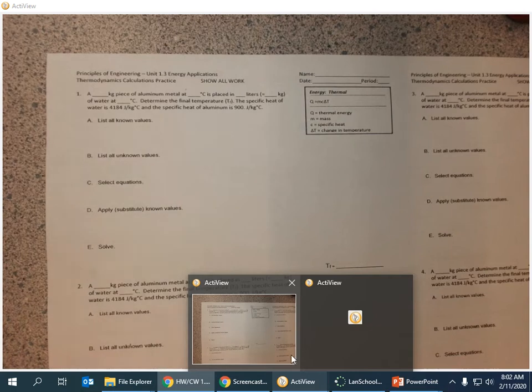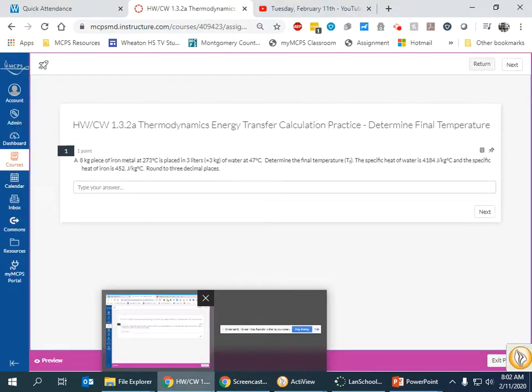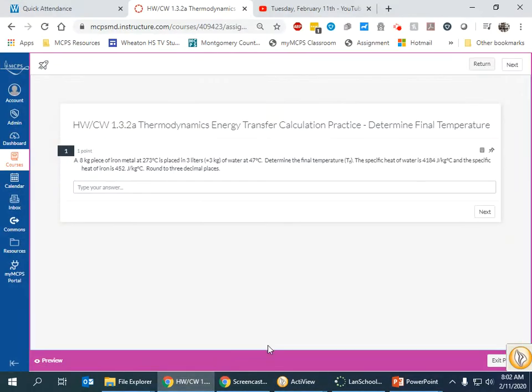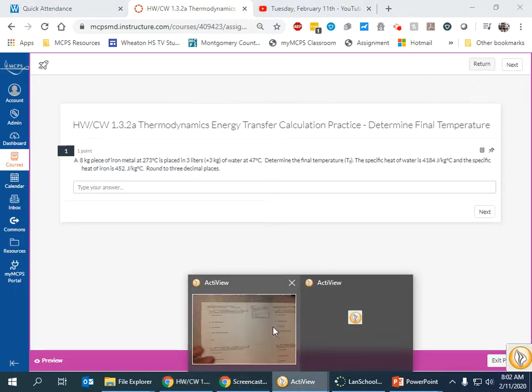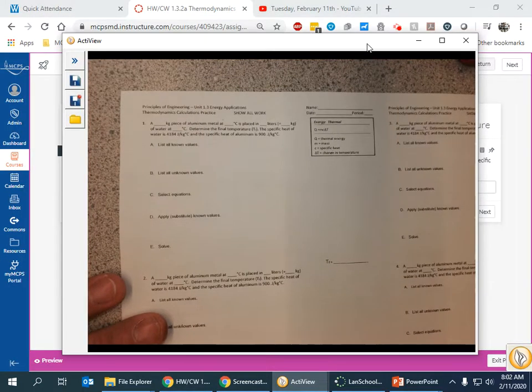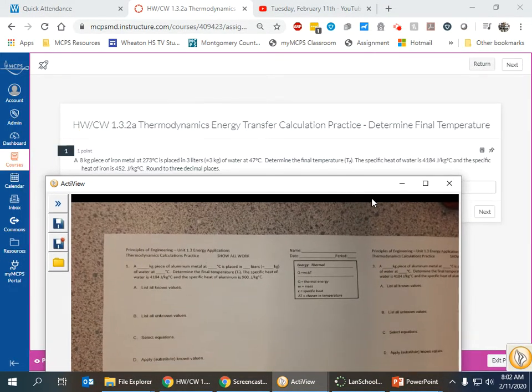So you'll see down here, I have the worksheet that you're using, and here I have your assignment in the classroom and what it looks like. So the first thing I want you to do is to copy down the values here. So 8 kilogram piece of metal, and so I'm actually going to do this like so. So you can watch me do it as I go.